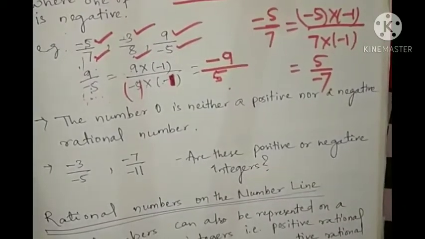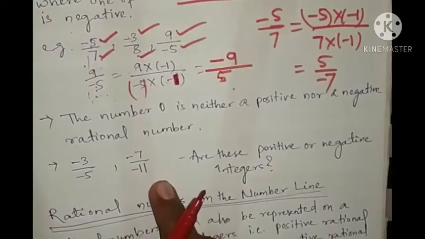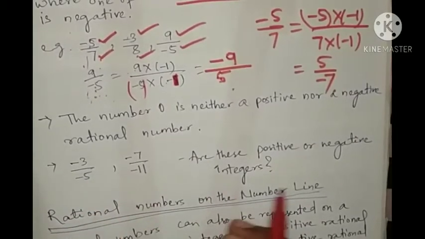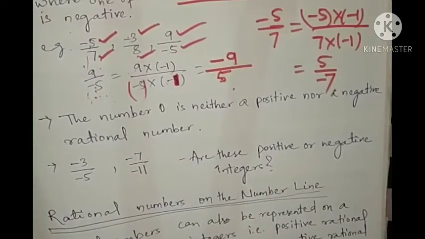Next you see minus 3 by minus 5, minus 7 by minus 11. Here you look, are these positive or negative integers? So look at here. So what can we find?